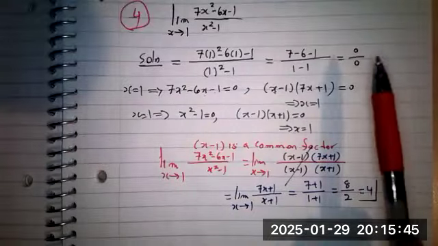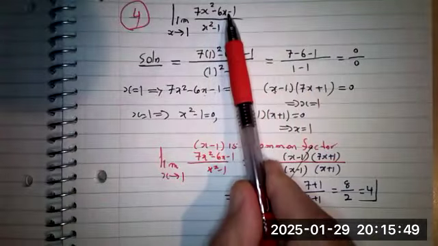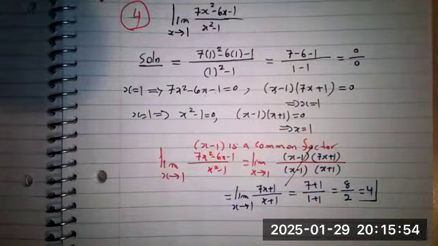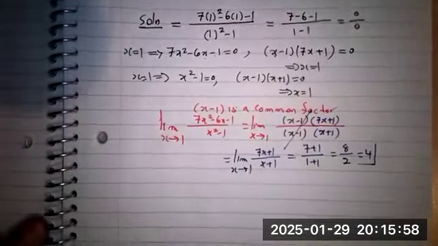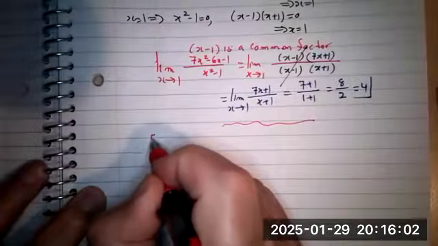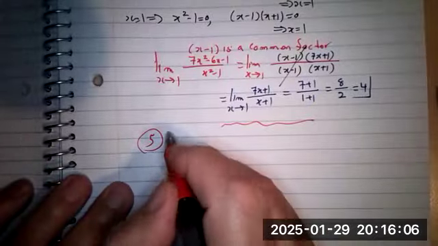So this is one case that we get a 0 over 0. The top is a polynomial, the bottom one is a polynomial, and we can easily factor it. That's case 1. There are 2 more cases of this. Let's do another one. Number 5, you want to find this limit.